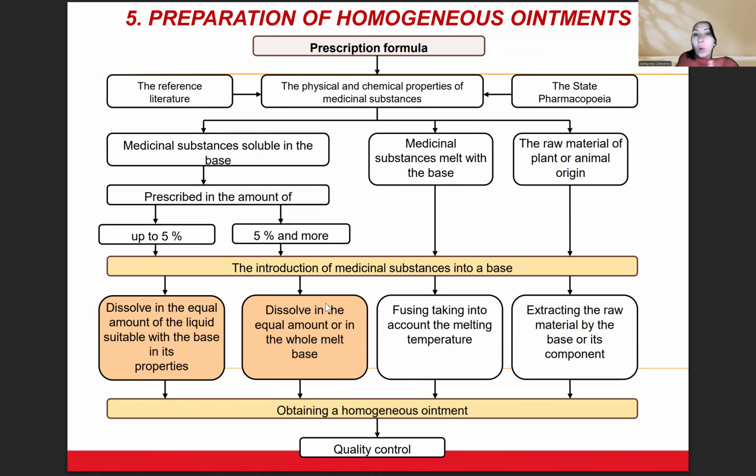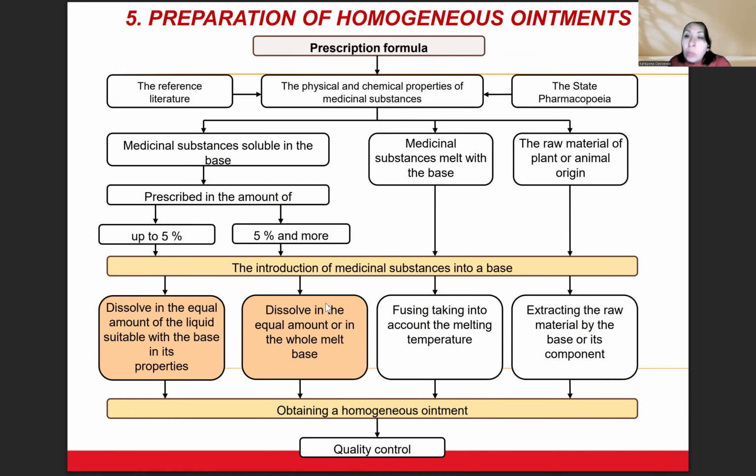Depending on that, we have different technology. For example, when we talk about substances that are soluble in oils prescribed together with vaseline, so if it is up to 5%, you can dissolve them in the equal amount of the liquid suitable for the base and its properties. For example, for vaseline, it will be vaseline oil or so-called liquid paraffin.